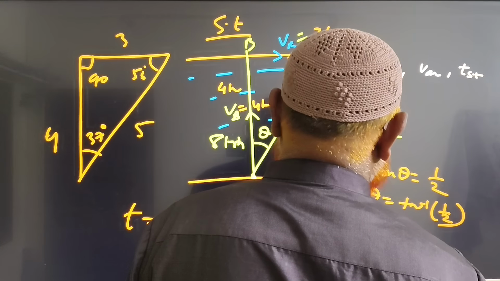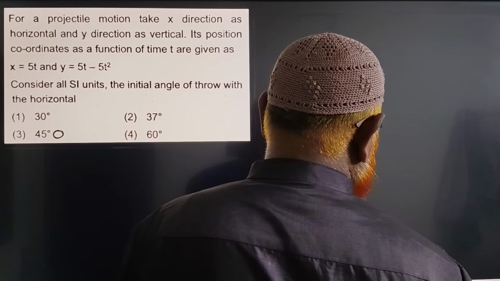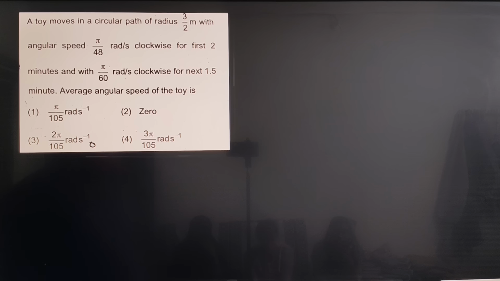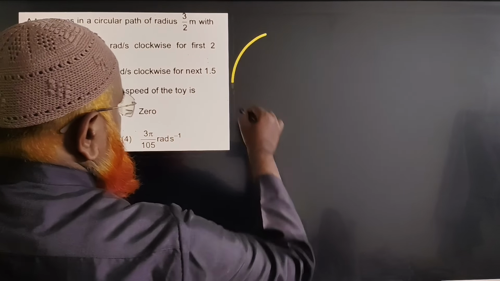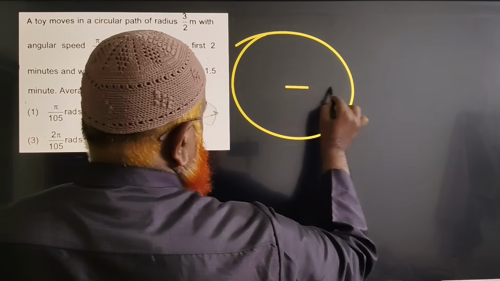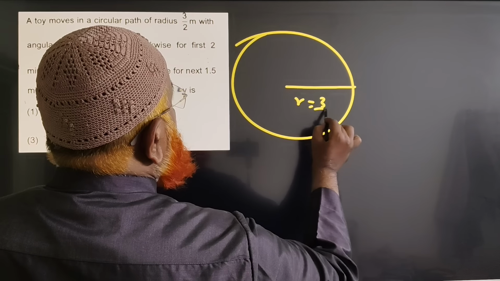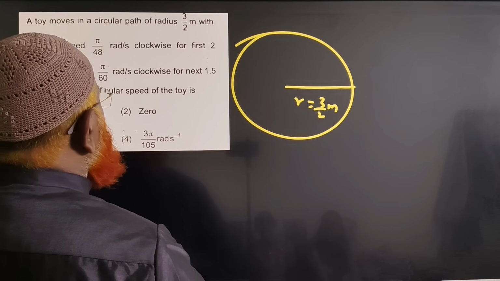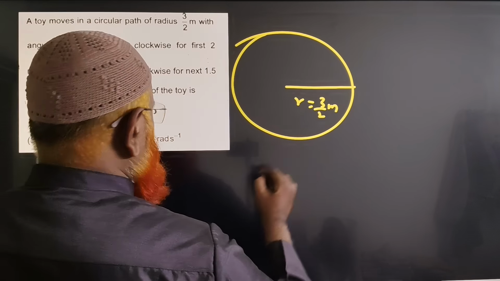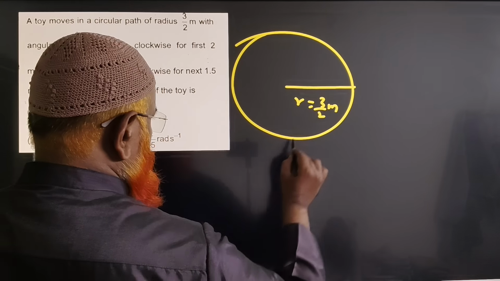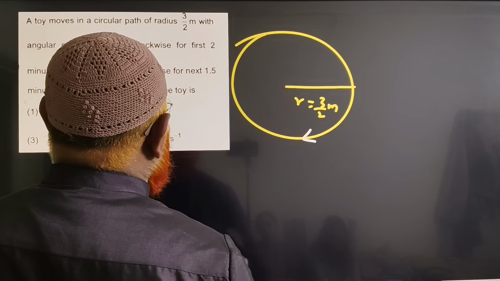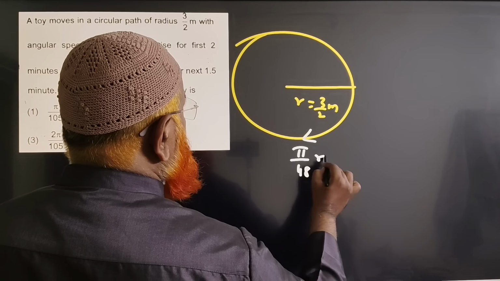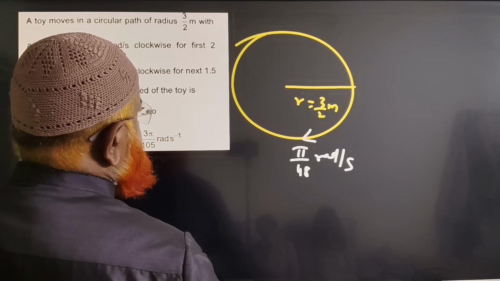So this is the total story of boat and river, shortest path, shortest time. Now, a toy moves in a circular path. Radius is 3/2, which is nothing but 1.5. Angular speed is in a clockwise direction, that means clockwise like this. What is the angular speed? Pi by 48 radians per second.